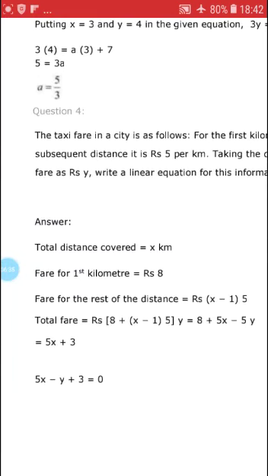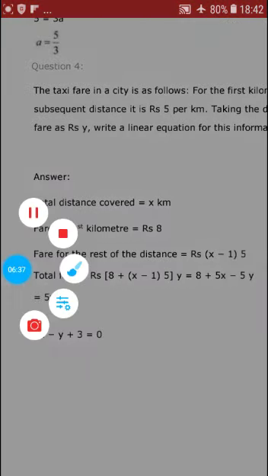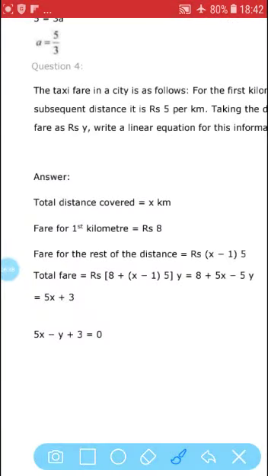So you think and tell me how we will solve this question. Nothing is there, it is already given. We have to take the distance covered as x, and the fare for the first kilometer was 8. And the fare for the rest of the distance is given per kilometer. So can we write rupees (x minus 1) into 5? Because per kilometer is given. So the total fare y will be 8 plus (x minus 1) into 5.